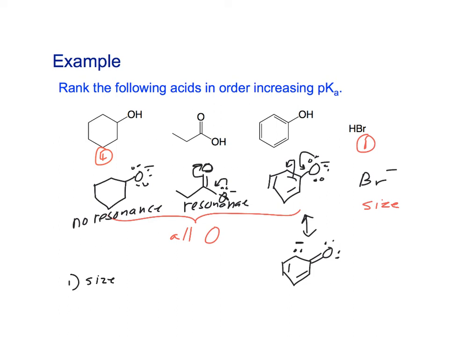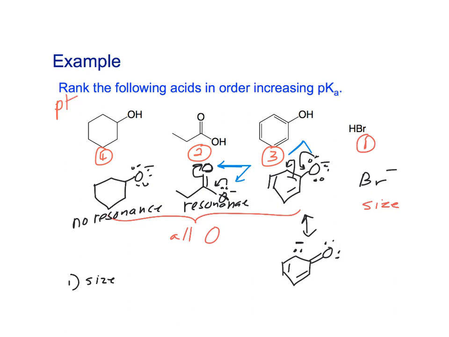So how do we figure out which one is more stable? Notice that for the carboxylic acid, we're sharing the electron density between 2 oxygens, so 2 more electronegative atoms. In the one on the right, we're sharing the electron density between an oxygen and a carbon, and that's not quite as good. So this is going to be the second most acidic, and this is going to be the third most acidic.